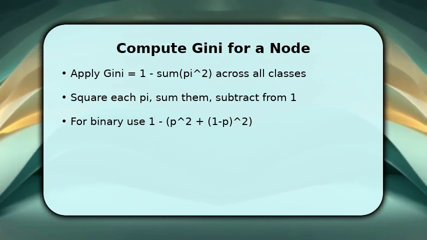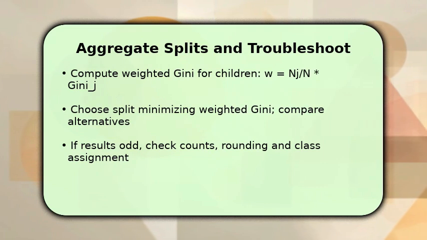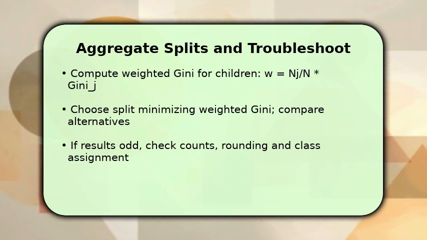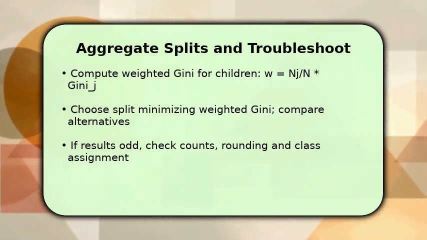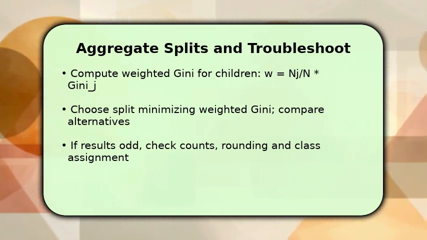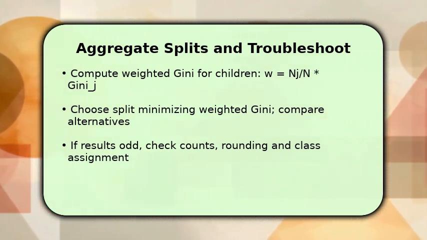To finish, compute the weighted Gini for a candidate split by multiplying each child node's Gini by its weight nj over parent n, then sum those weighted values. You compare weighted Gini across splits and choose the split with the lowest value. Once chosen, implement the split in your tree.